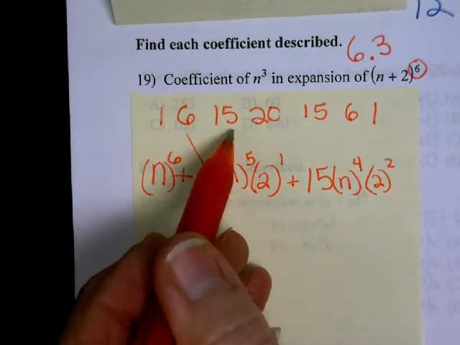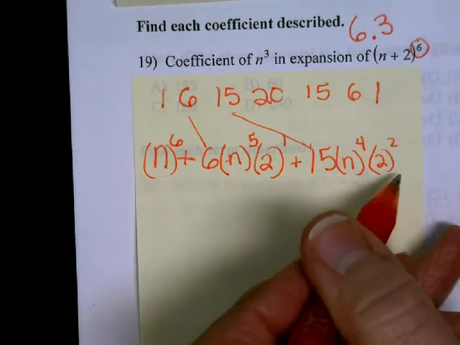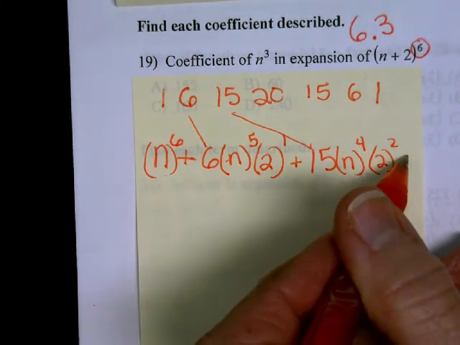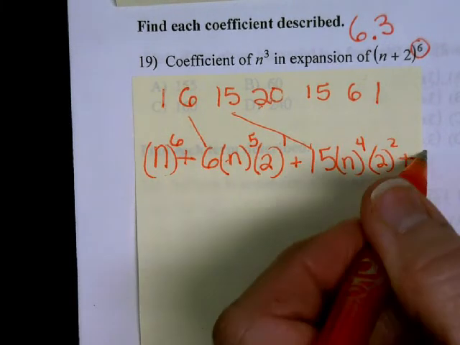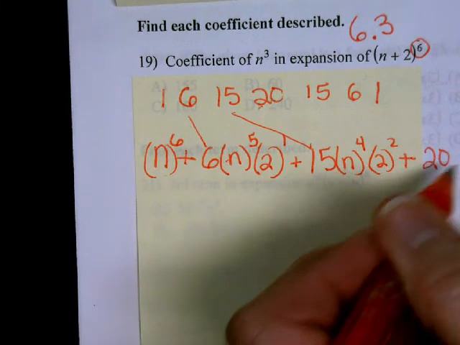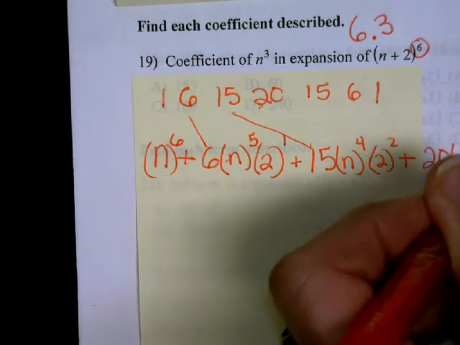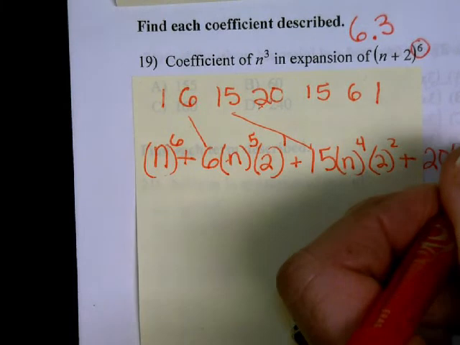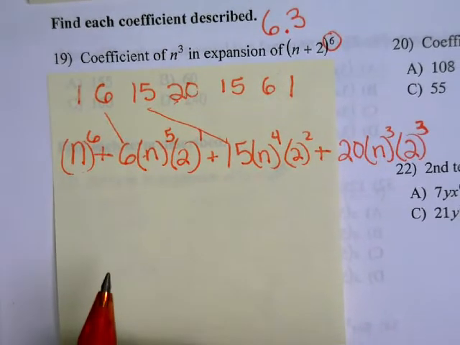My next one goes here, and I'm going to run out of sticky note. Should be okay, I think. I'll put a plus. It'll be a 20. Then my n is to the 3rd power, and then my 2 is cubed. Am I still on the screen? Nope. There we go.